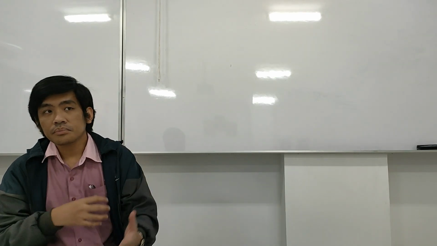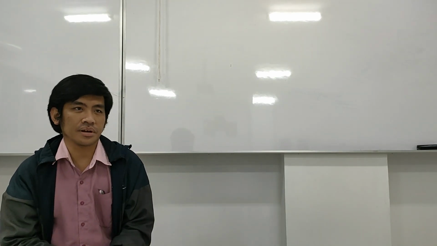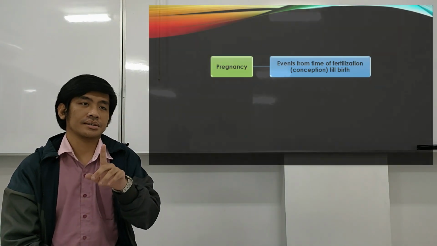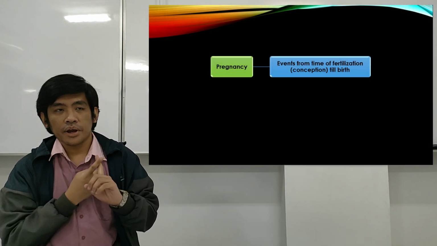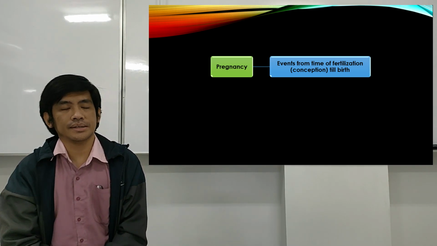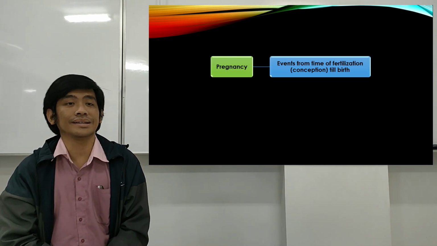development. But before we actually talk about this, there are some terms that you need to get familiar with before we go and learn about this event. First is pregnancy. Pregnancy refers to the events that occur from the time of fertilization or conception until the birth.